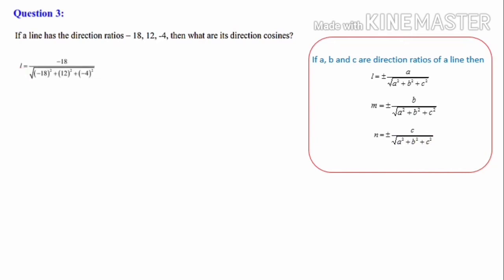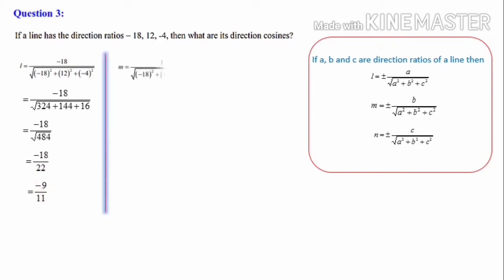Here l is equal to a, which is minus 18, divided by root of the sum of the squares of these three numbers, that is minus 18 square plus 12 square plus minus 4 square. Minus 18 square is 324, plus 12 square is 144, plus minus 4 square is 16, so that is minus 18 divided by root of 484, which is equal to minus 18 divided by 22. We can cancel the common term, that is minus 9 divided by 11. 2 is cancelled.